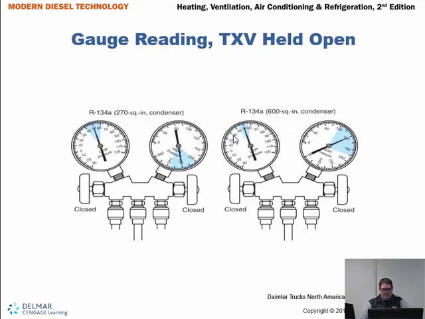But again, with the bigger condenser, you're seeing the same thing. You're seeing a pretty wide range of high side temperature, or pressure, I should say, and then high low side pressure.